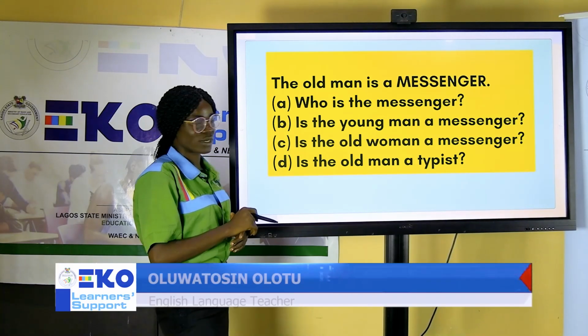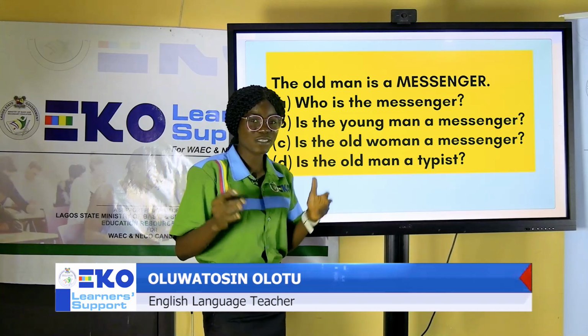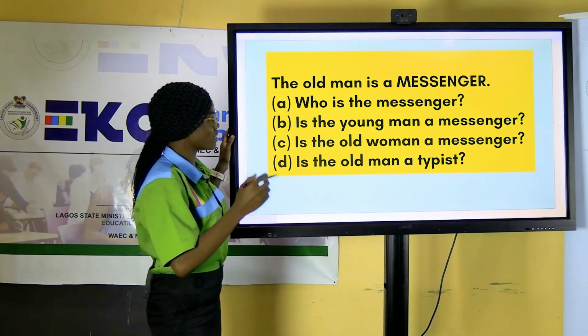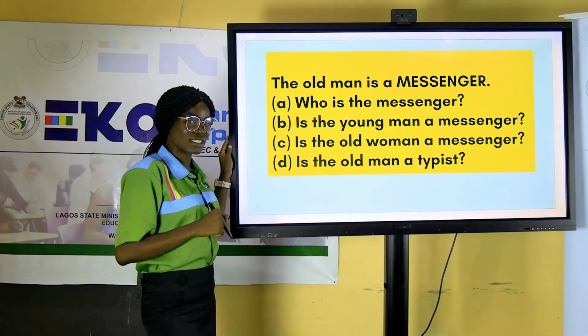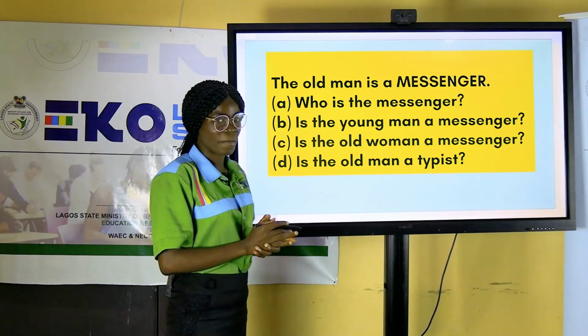Okay, one more before the question. The old man is a messenger. Look at the option. Who is the messenger? Where is the emphatic stress before we proceed? The emphatic stress, of course, is on messenger.